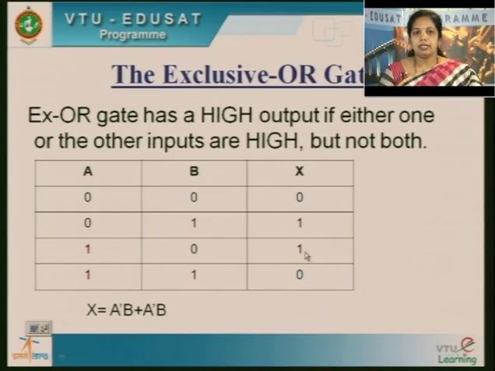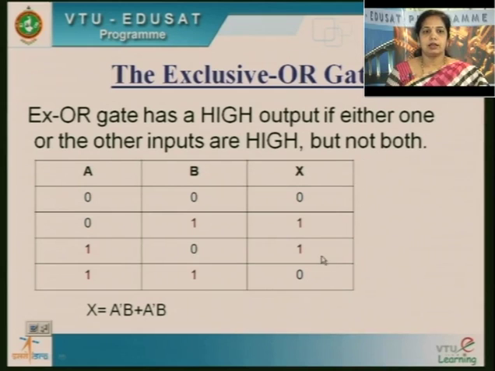So, the output is 1 if and only if either of the inputs is 1. If both the inputs are low, your output is 0. If both the inputs are 1, output is 0. So, you are going to get output 1 if and only if either of the inputs is 1, but not both. Both need not be 1 and both need not be low. So, if either of the inputs is 1, then my output will be logic 1.